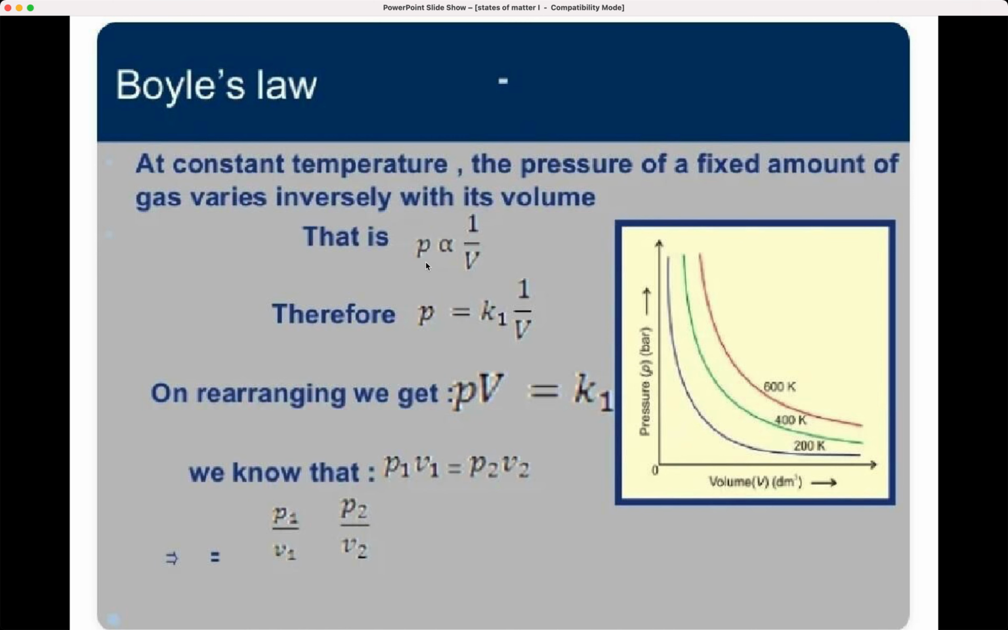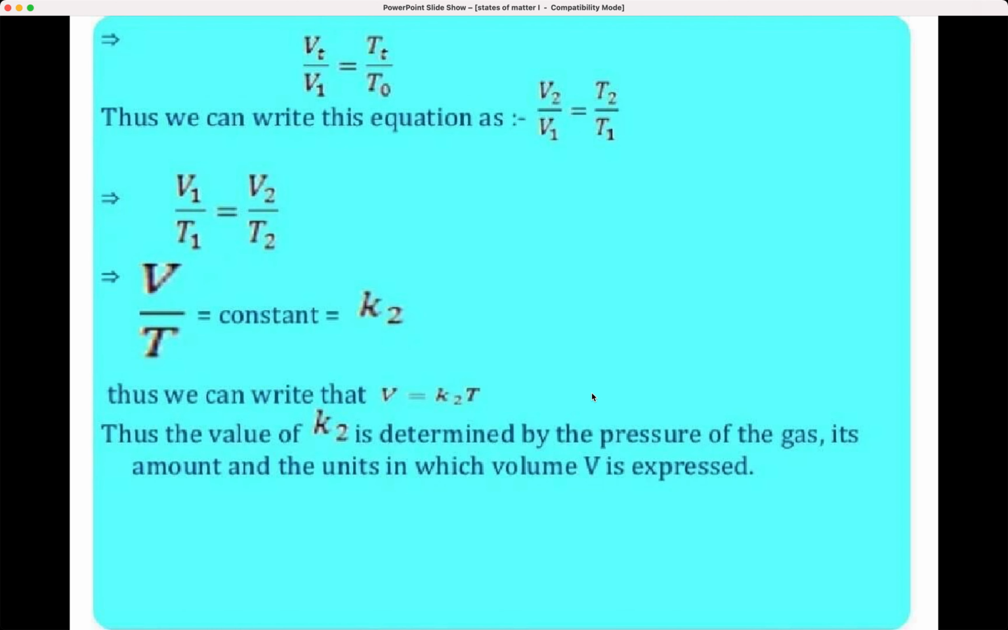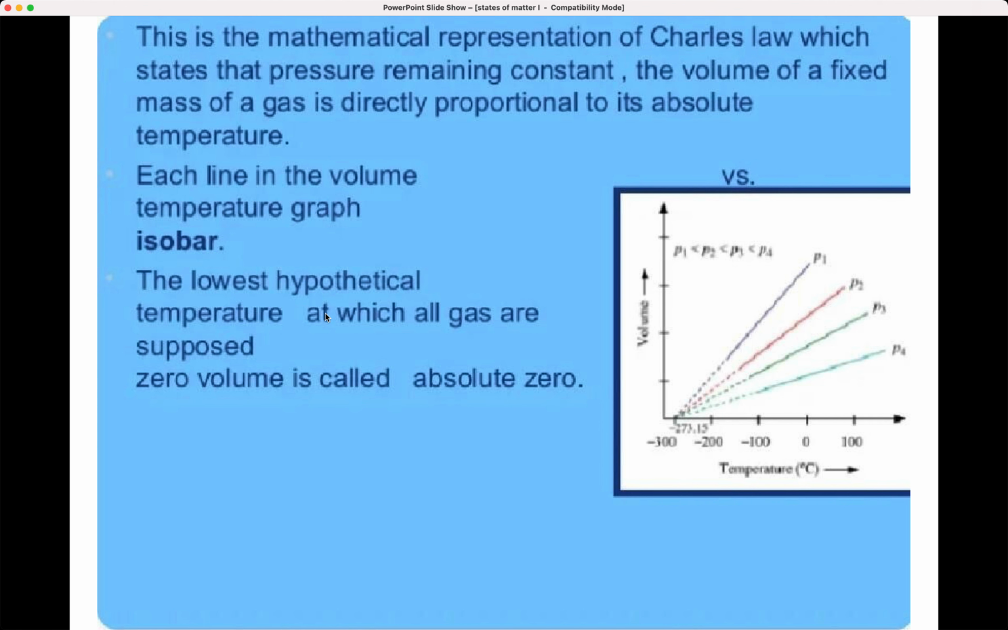So we saw what is meant by Boyle's law. It states that at constant temperature, the pressure of a fixed amount of gas is inversely proportional to its volume, or PV is equal to K1. Here V by T is a constant, K2. This is the mathematical representation of Charles' law, which states that, the pressure remaining constant, the volume of a fixed mass of gas is directly proportional to the absolute temperature.